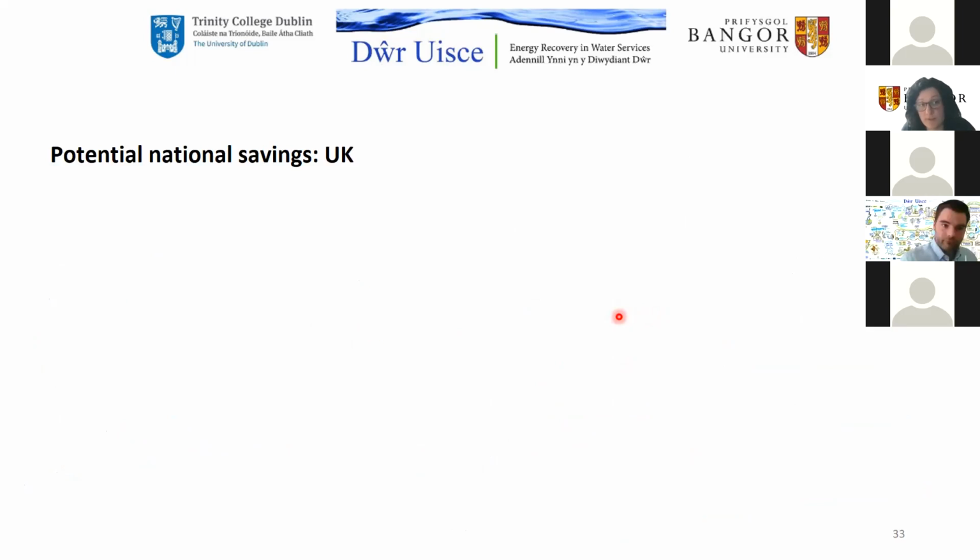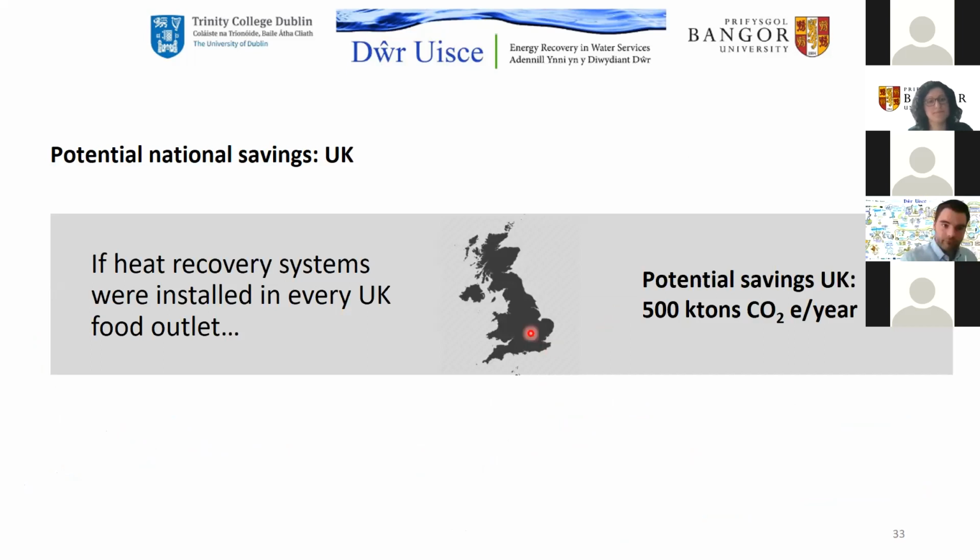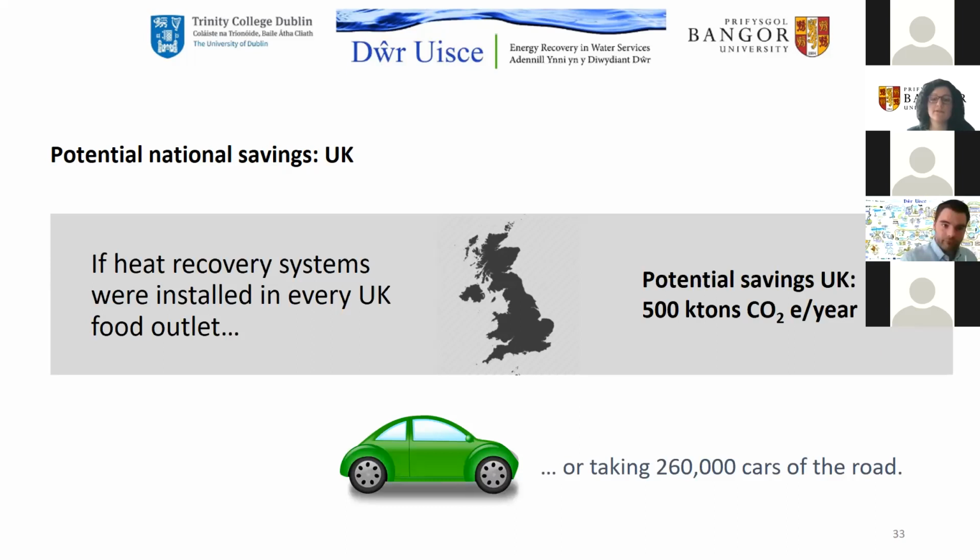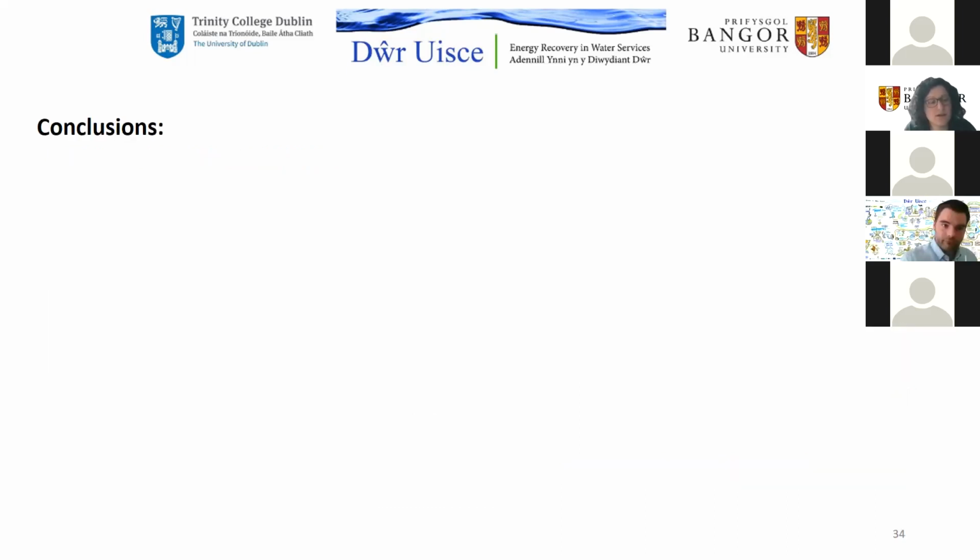We did an extrapolation of the potential greenhouse gas savings for the UK, where our study was based on, where we had all the data. So if we installed this type of heat recovery in all food outlets in the UK, then we could save approximately 500 kilotons of CO2 equivalent per year, which equals taking 260,000 cars off the road. And so I come to my conclusions here.